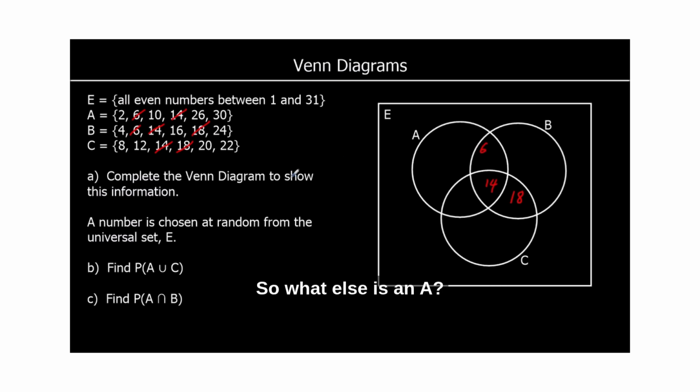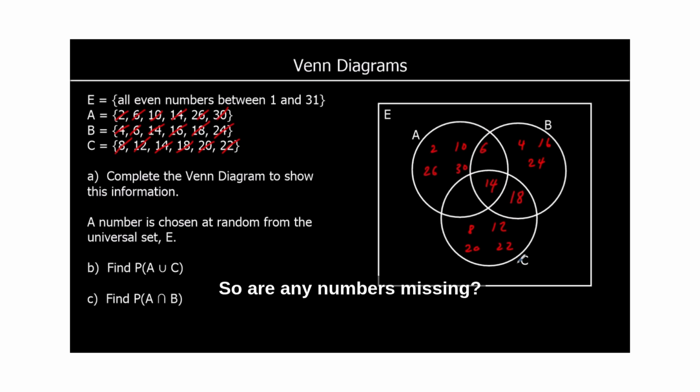So what else is in A? We've got 2, 10, 26, and 30. In B, we've got 4, 16, and 24. And in C, we've got 8, 12, 20, and 22.